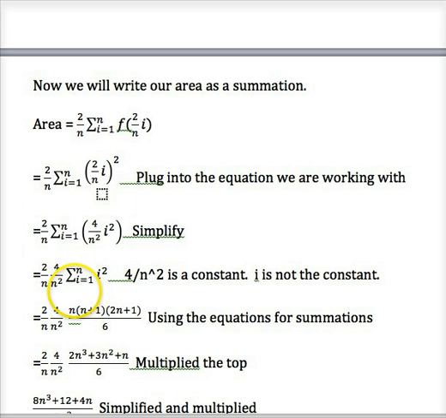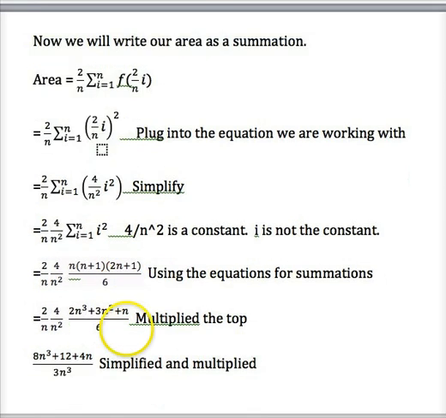The next step is to pull out 4 over n squared. And remember, n is the number of rectangles that we want to make. So it's a constant. So it gets pulled out front. The only variable we have here is the i. The i is the index that's changing. So that can't be pulled out. Once we get to this point, we still have this on the outside, but our summation formula for i squared I have written here again. And then I'm going to multiply everything out.